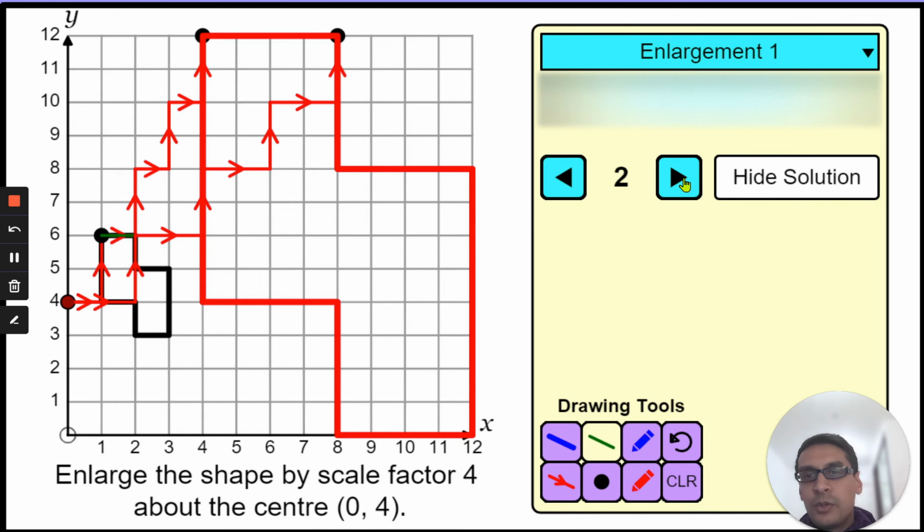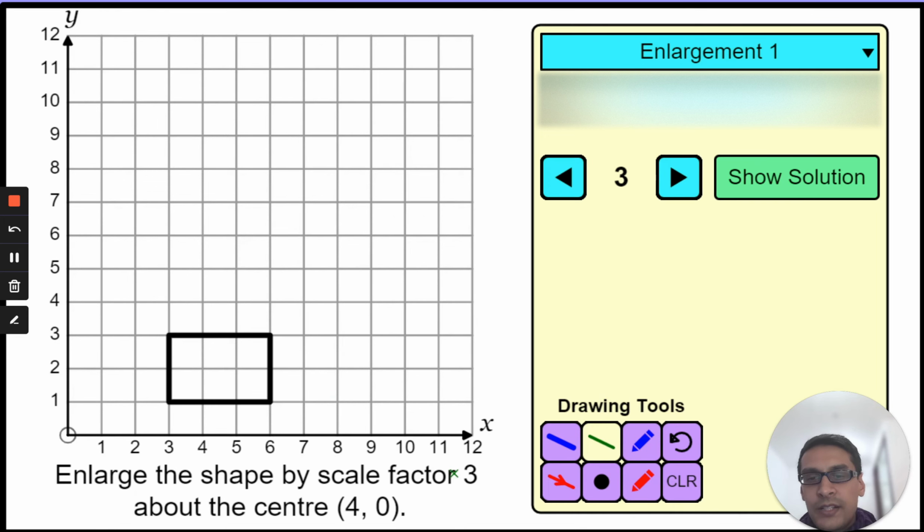Okay, next example. Scale factor 3, about the center 4, 0. So 4 along, 0 up. There's my center of enlargement. And now I'm going to go from my center of enlargement to the vertex, and then I'm going to repeat that. I'm going to do it 3 times in total. So 2 across, 1 up, 2 across, 1 up, 2 across, 1 up.